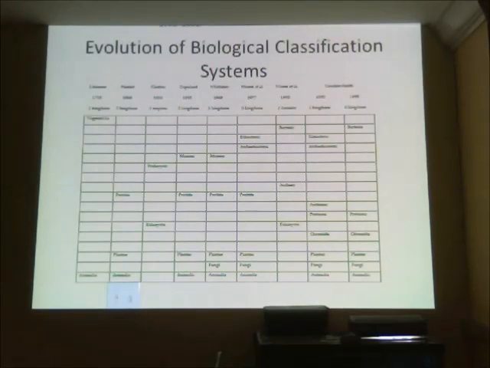So I want to look a little bit at the evolution of biological classification systems. How do these change through time? Well, back in the 1700s, Carolus Linnaeus in 1735 was the first one to actually start naming things, unless you want to say Adam HaRishon was really the first one.